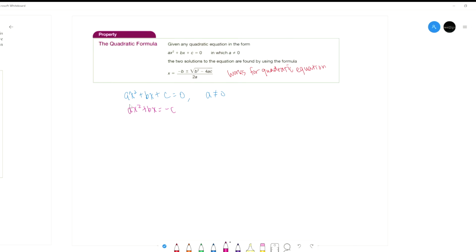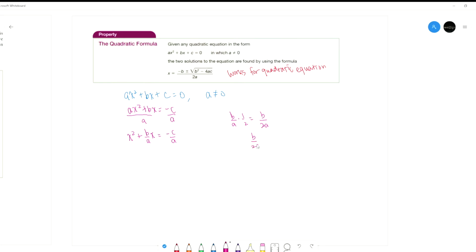And because we don't know what a is, right? A is some number, it could be any number. We have to divide by it because we want our x squared coefficient to be 1. So when we divide both sides by a, we then have x squared plus b over a times x is equal to negative c over a. And what do we do next? Whatever our coefficient for x is, in this case b over a, we take that and multiply by half. And we get b over 2a.